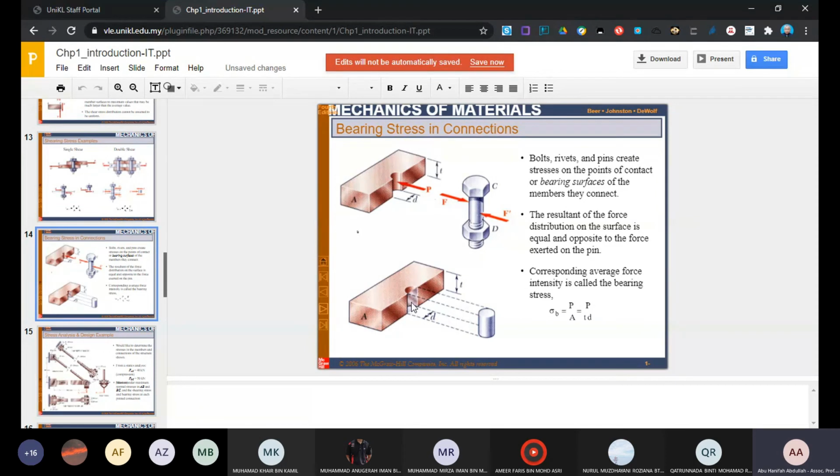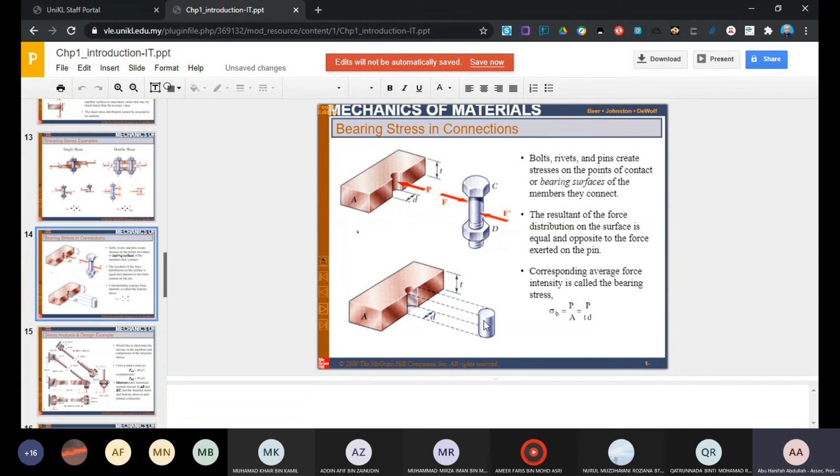What is the bearing? As the bolt, rivets or pins act on the hole, they try to squash the hole. So that is bearing. Bearing means the perimeter in the hole. You may have heard about ball bearing. Ball bearing is like a lubricant, it smoothens the joint. Why is it called a bearing? Because it sits inside a hole. The force against the hole is bearing.